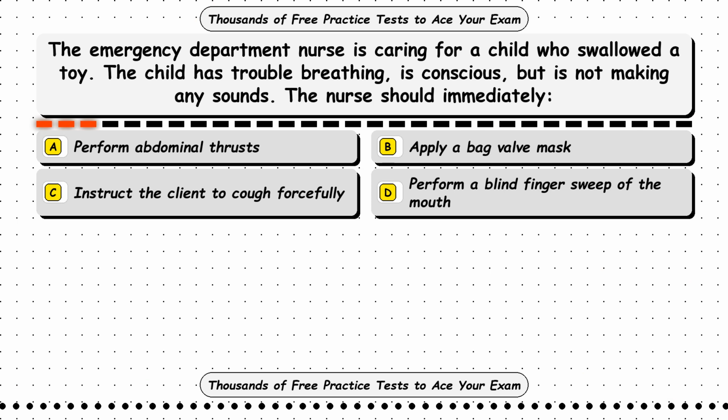The emergency department nurse is caring for a child who swallowed a toy. The child has trouble breathing, is conscious, but is not making any sounds. The nurse should immediately: Option A, perform abdominal thrusts. Option B, apply a bag valve mask. Option C, instruct the client to cough forcefully. Option D, perform a blind finger sweep of the mouth.